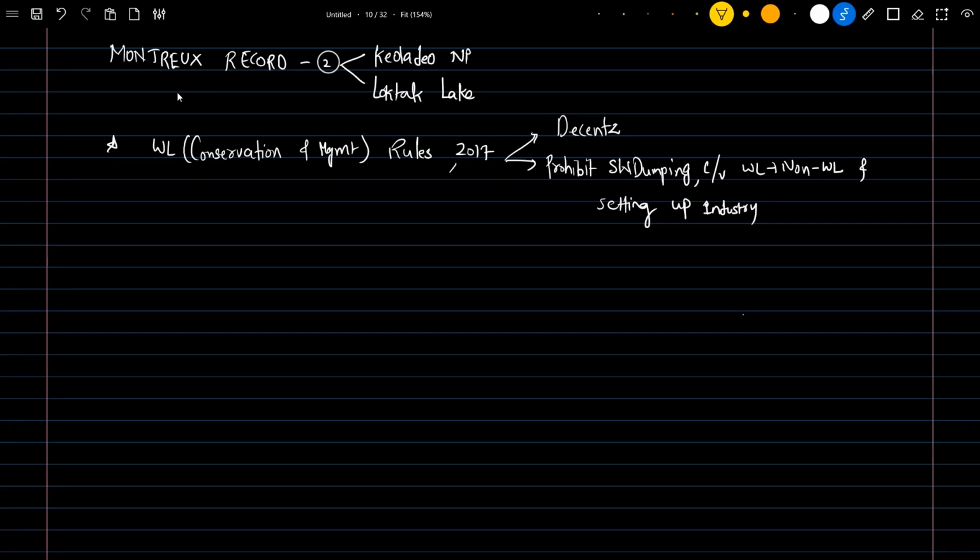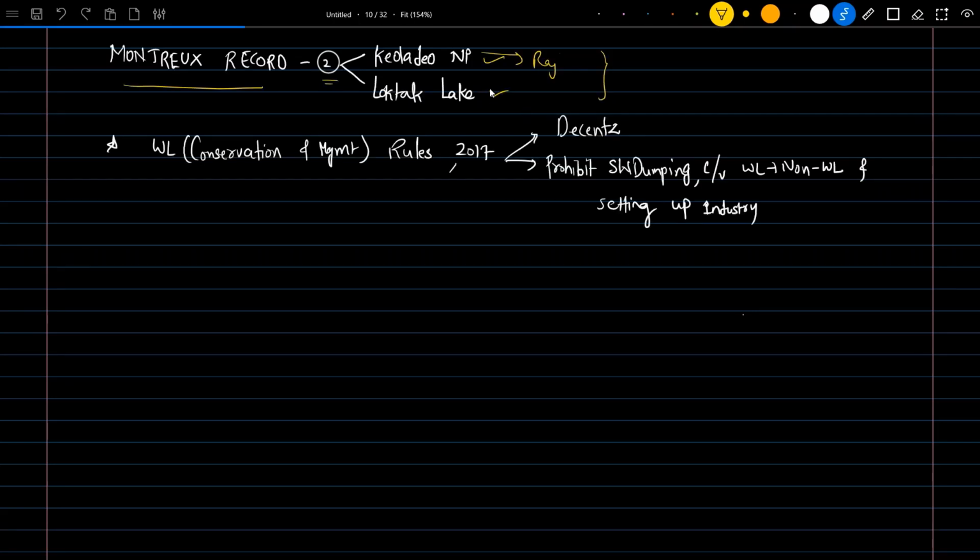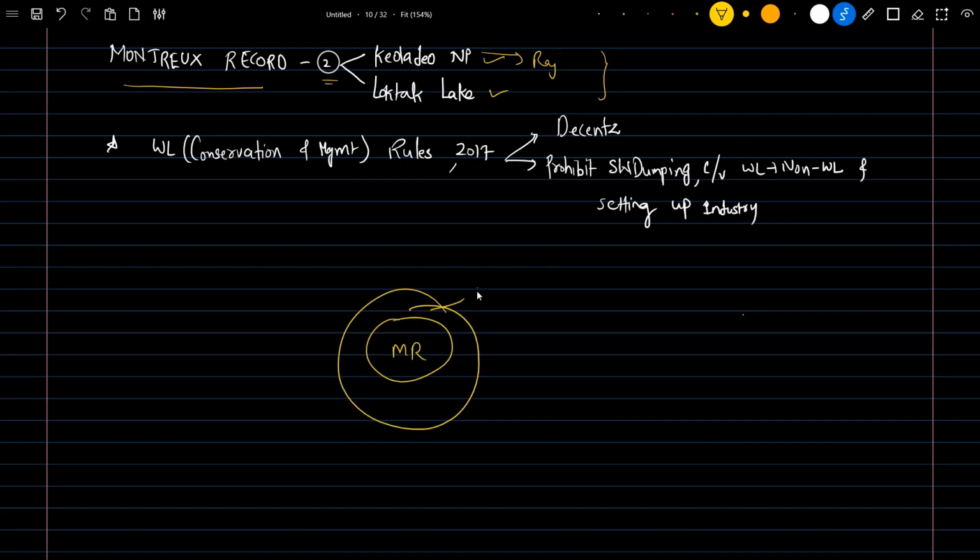We also have a concept called the Montreux Record, which is a part of Ramsar sites. In India there are two wetlands in the Montreux Record. One is Keoladeo National Park and the other is Loktak Lake in Manipur. Keoladeo National Park is in Rajasthan. These two are in the Montreux Record because they are degrading at a faster rate than any other. So these are more important for conservation, hence they are in the Montreux Record. Simply understand, the Montreux Record is a subset of Ramsar wetland sites.